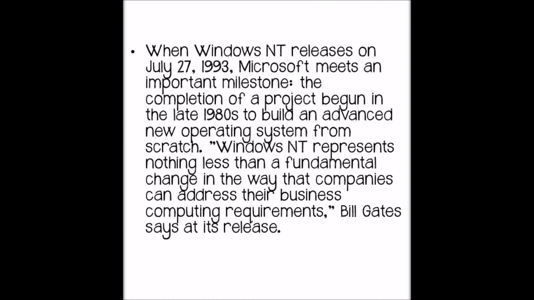When Windows NT releases on July 27, 1993, Microsoft meets an important milestone: the completion of a project begun in the late 1980s to build an advanced new operating system from scratch. Windows NT represents nothing less than a fundamental change in the way that companies can address their business computing requirements, Bill Gates says at its release. Unlike Windows 3.1, however, Windows NT 3.1 is a 32-bit operating system, which makes it a strategic business platform that supports high-end engineering and scientific programs.